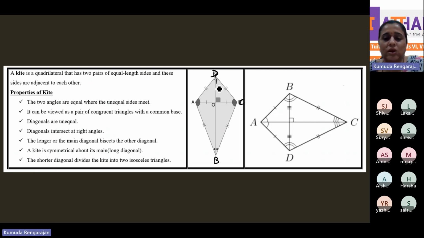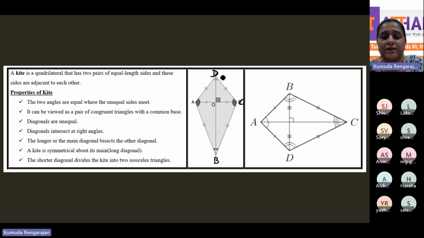Then when you take the longer diagonal BD, these two triangles are identical, that is, they are congruent triangles. The diagonals are unequal. The two diagonals AC and BD will not be of the same length. Then the diagonals meet at right angles. AC is one diagonal, BD is the other diagonal, and they meet at right angles.